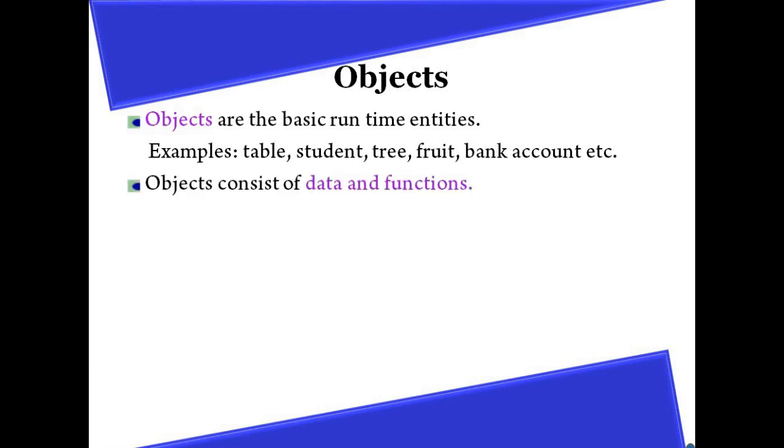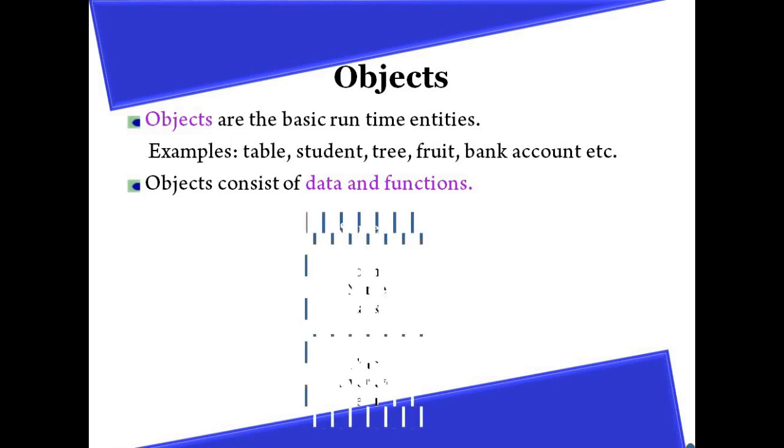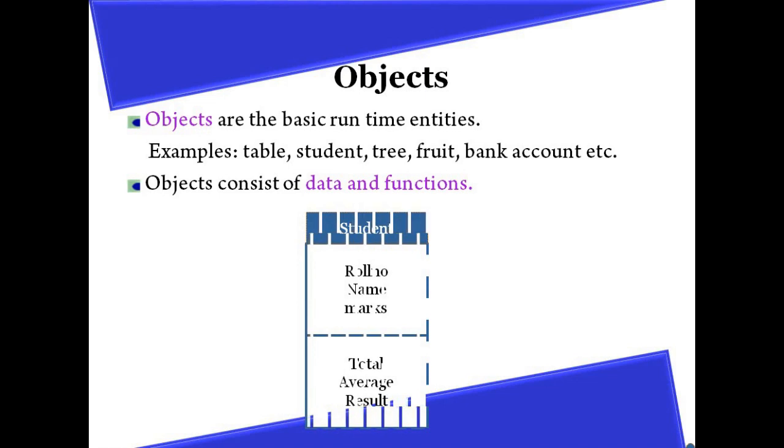First, let's see what is an object. In general, object means a thing. Likewise, in a programming language, objects are the basic runtime entities. For example, table, student, fruit, bank account, etc. Everything is considered as an object in an OOP language. Objects consist of data and functions.